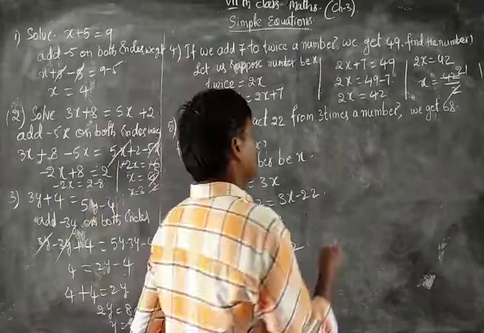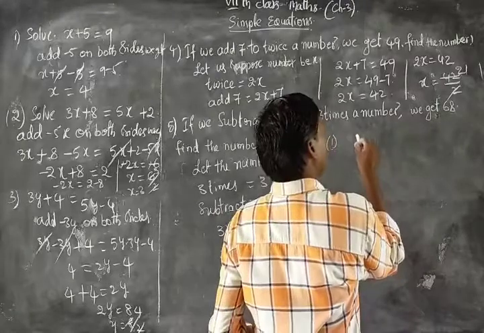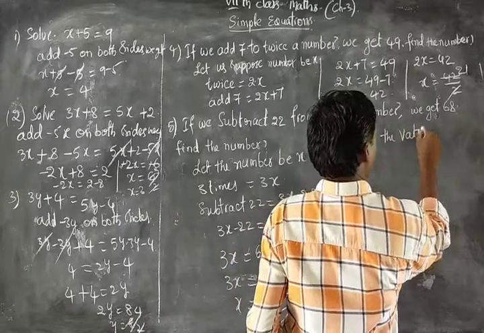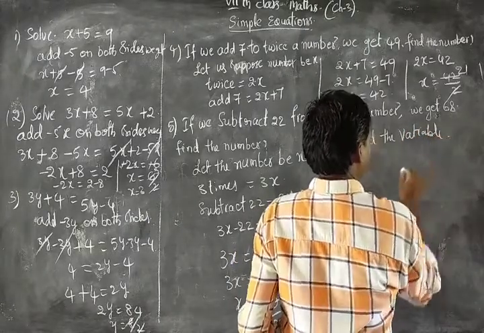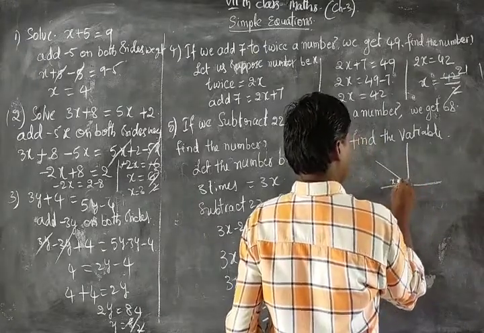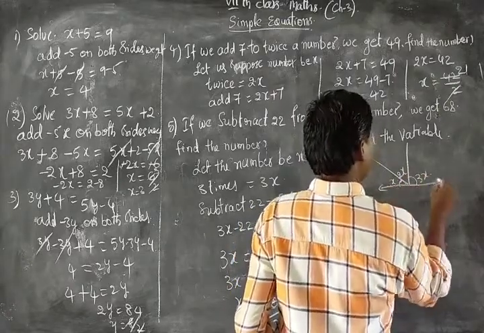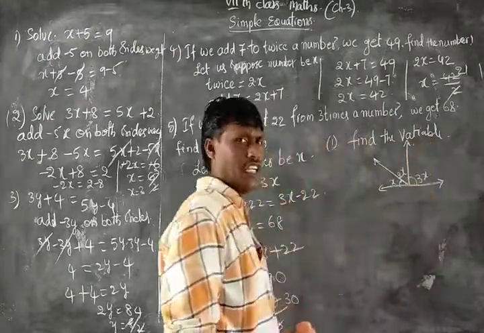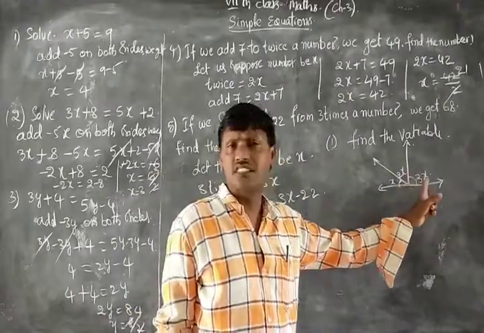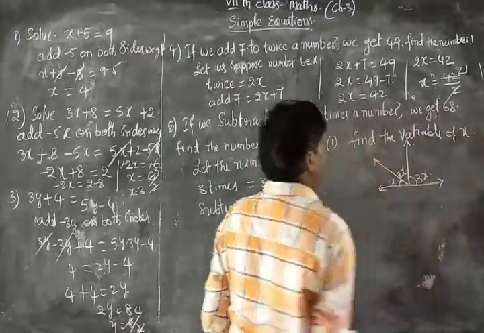Next, trying to do another one. We have to find the variable. What is that actually? We are given some linear pair. What is the first one? x. Next one 2x. And that 3x. Actually they did not give any values. Then how will you find that? We have to find x, 2x, 3x. We have to find the value of the variable x.